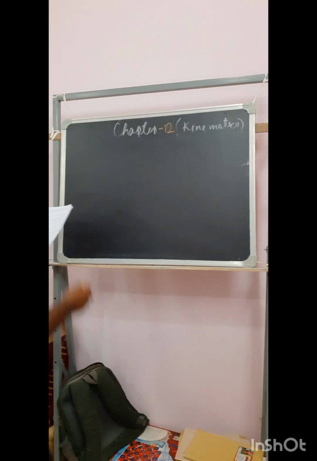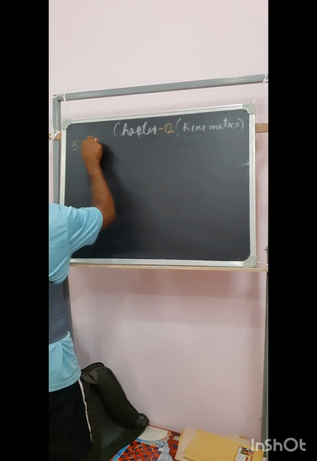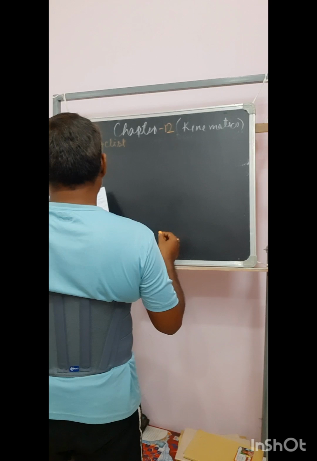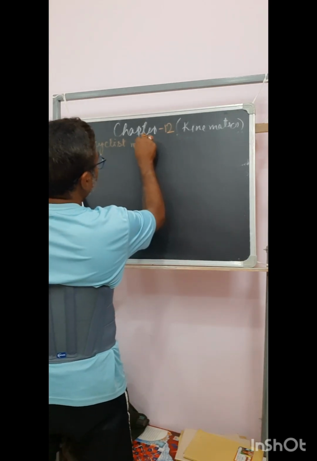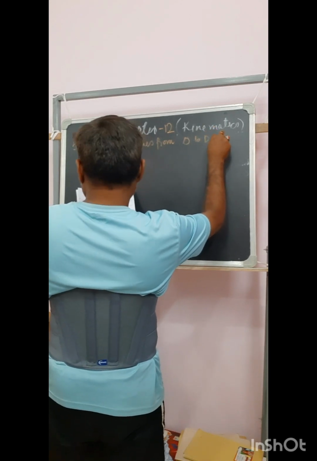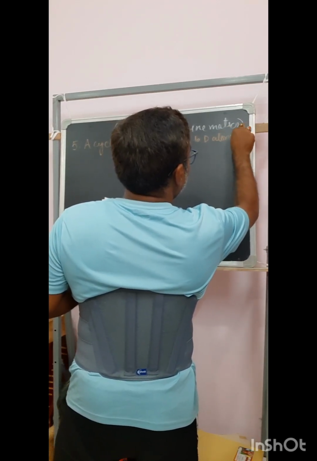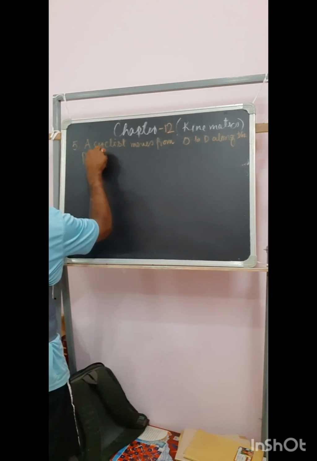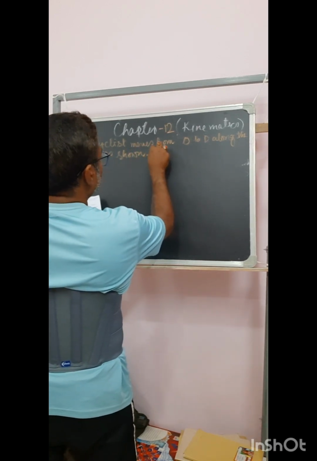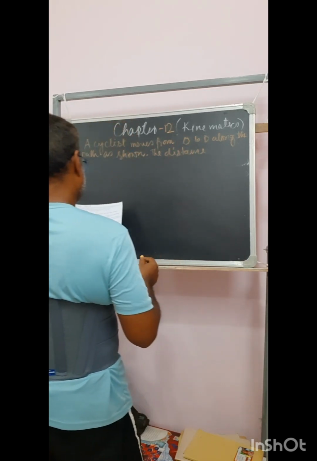Chapter 12. I will continue from problem number 5. Problem number 5 says a cyclist moves from O to D along the path as shown. The distance covered by him.